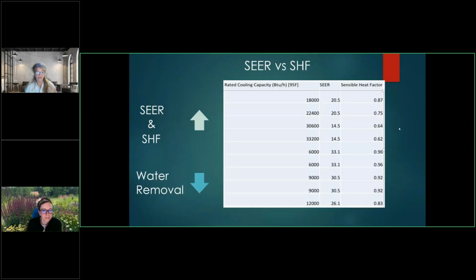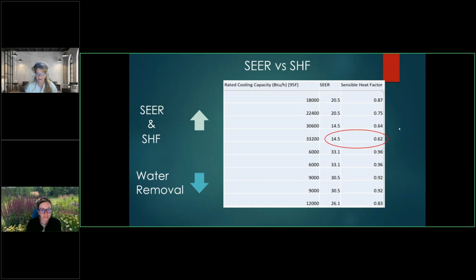So one of the things that also affects how that AC system is going to manage the moisture when it is running is the sensible heat factor of that system. So SHF is the sensible heat factor. And basically what this tells us is how good that AC system works at dehumidifying or removing water when it's running. And what we typically see is the higher the SEER, which is how energy efficient that system is, the higher the sensible heat factor, meaning that it removes less water.